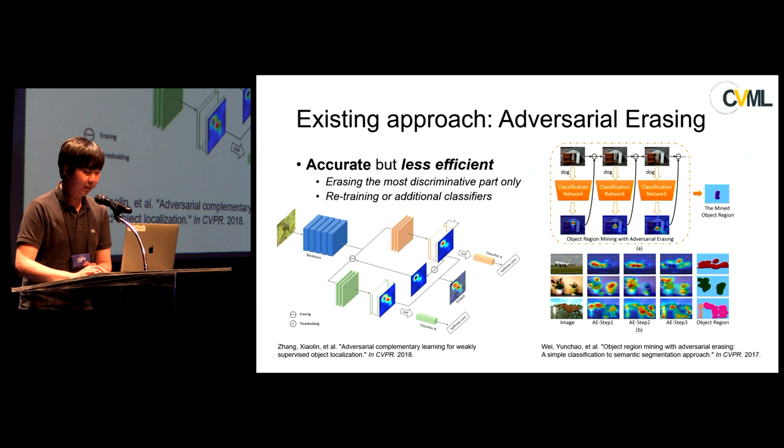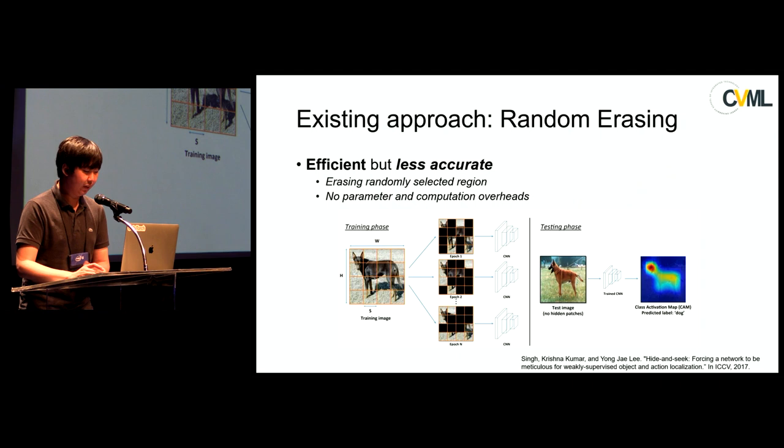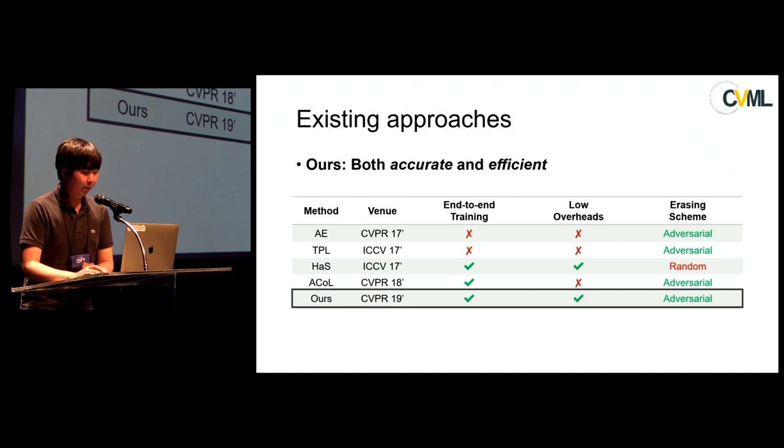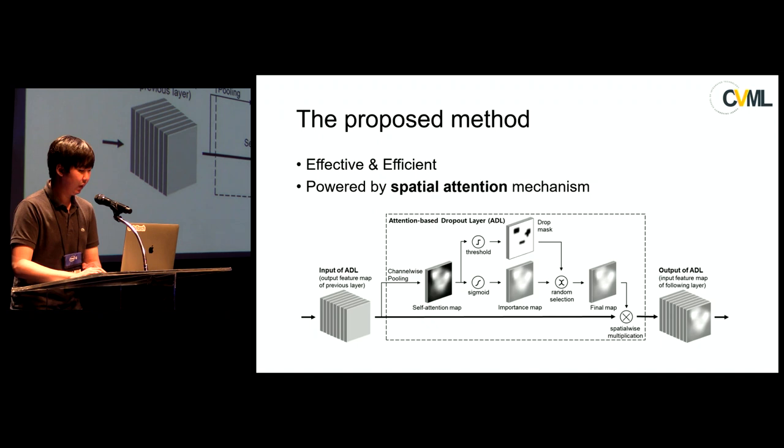For finding the most discriminative part, the adversarial erasing technique is required to retrain the model multiple times or add auxiliary classifiers. On the other hand, the hide-and-seek method randomly erases the input image. It is efficient but less accurate at erasing the most discriminative part. In summary, recent prior works require heavy computing resources for erasing the most discriminative part or rely on random erasing. Our goal is to achieve both efficiency and accuracy in a single framework.